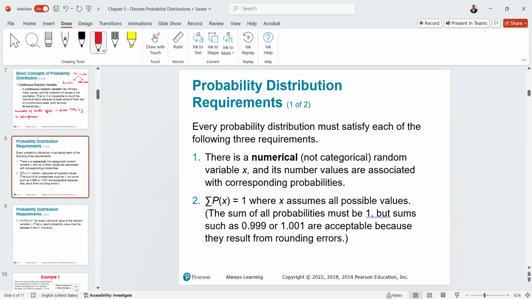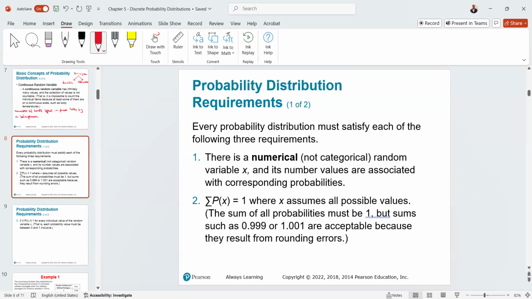First of all, there is a numerical, not categorical, random variable x. So we don't construct a probability distribution for qualitative or categorical data. We construct it for quantitative, numerical data. X is equal to 0, 1, 2, 3, 4, 5, 6, etc., but not words, okay? Its numerical values are associated with corresponding probabilities.